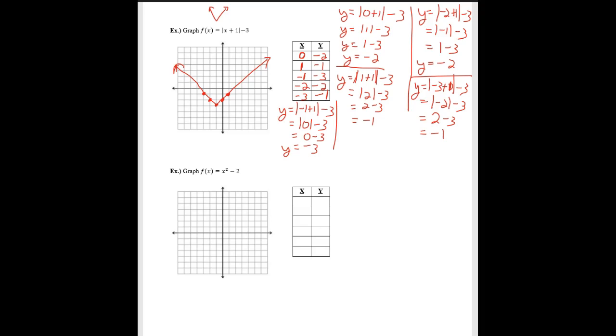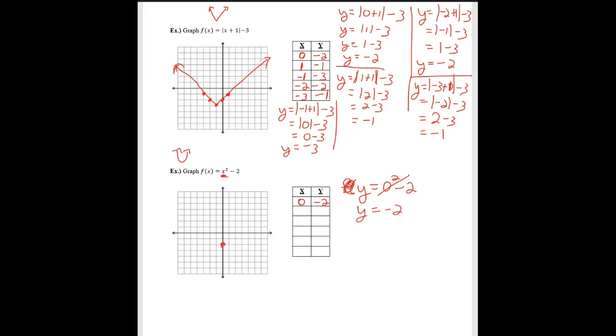Alright, last one here. This is a quadratic again. I know it needs to be a U shape. I'm going to start off with 0. 0 is a nice number. Oops, you guys are replacing f of x with y, replacing x with 0. 0 squared is 0, so y will equal -2. 0, down 2 on the y-axis. I'm going to keep going.